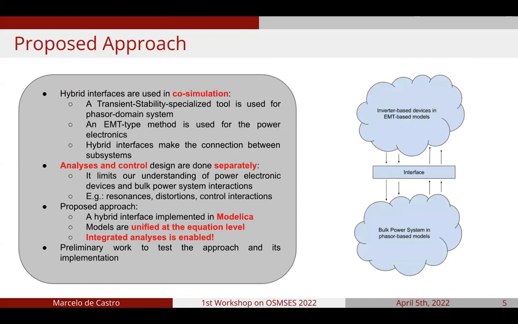One solution to interconnect these fundamentally distinct models is to create hybrid interfaces enabling co-simulation approaches. These strategies are numerically efficient, but they do not allow systems to be studied together. However, by using hybrid interfaces implemented in Modelica, as we propose here, it is possible to unify these different systems at the equation level using the same modeling paradigm, meaning that EMT and RMS systems could be not only simulated, but analyzed, linearized, and studied all together.